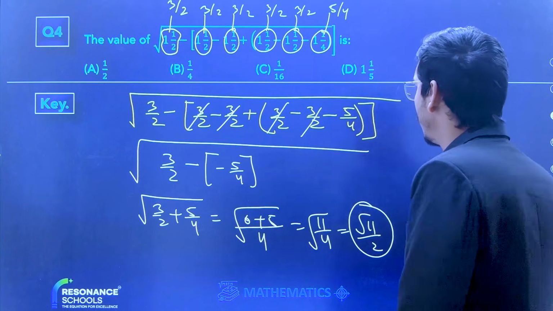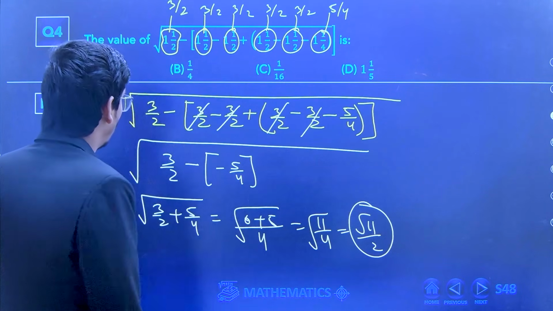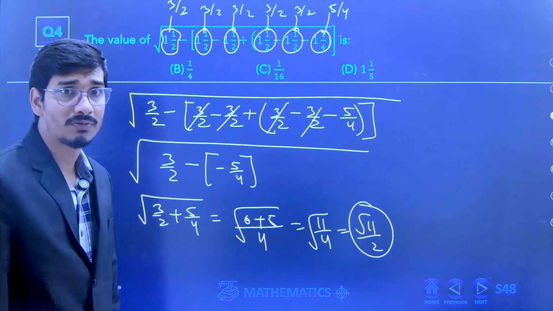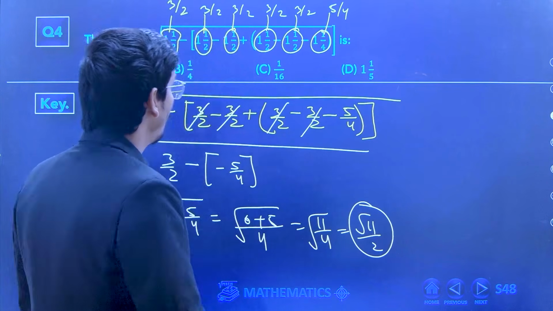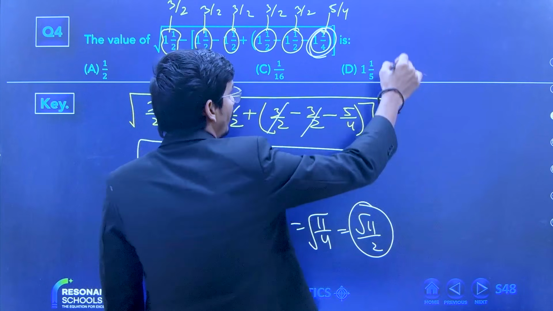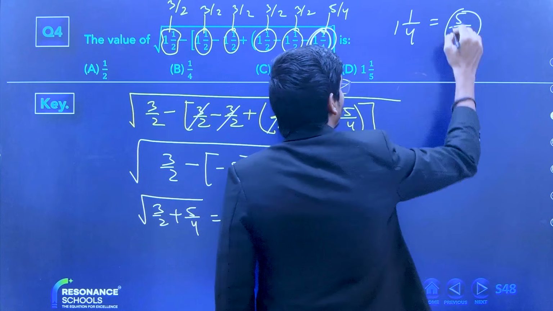Where is it 2 by 4 or 1 by 4? The last one, beta: one integer 1 by 4 means 5 by 4. One integer 1 by 4, that is 5 by 4.